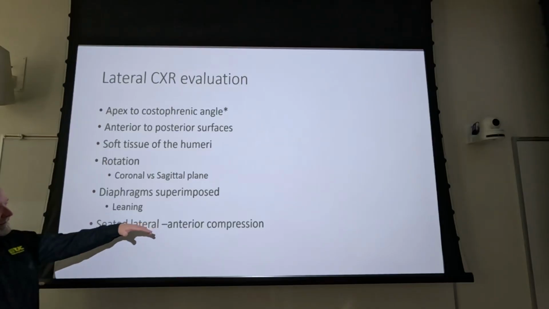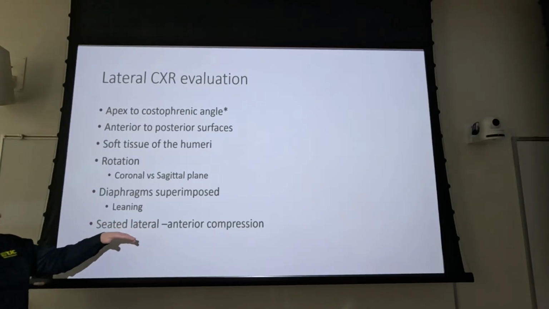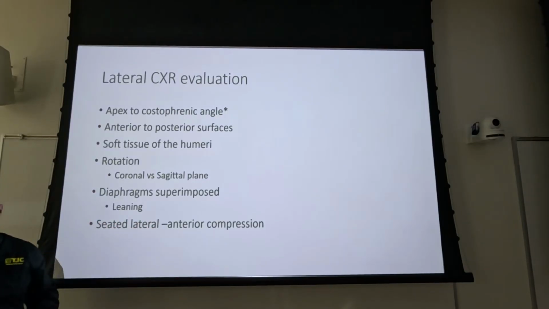But anyway, if the diaphragms are not superimposed, it implies one of two things. Either one lung is not functioning right, or maybe the patient has cirrhosis or something, their liver's enlarged and their left diaphragm is elevated, or they're leaning.